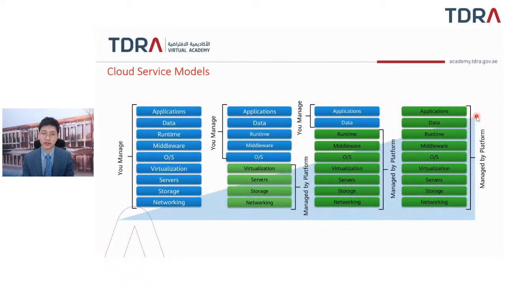And also about the cloud service models, there are several different service models because you can decide how many jobs you want to do. Like the blue color means all the things that you need to manage, and the green color is something the platform will manage for you. So if you only manage above the operating system, that means you are using the service model which is infrastructure as a service, IaaS.